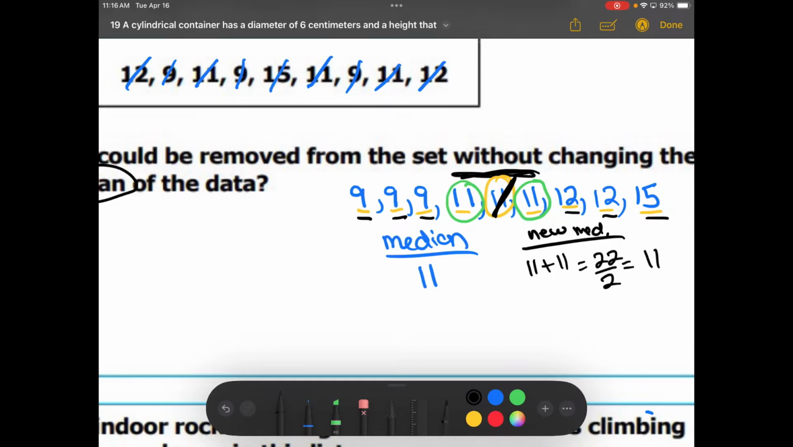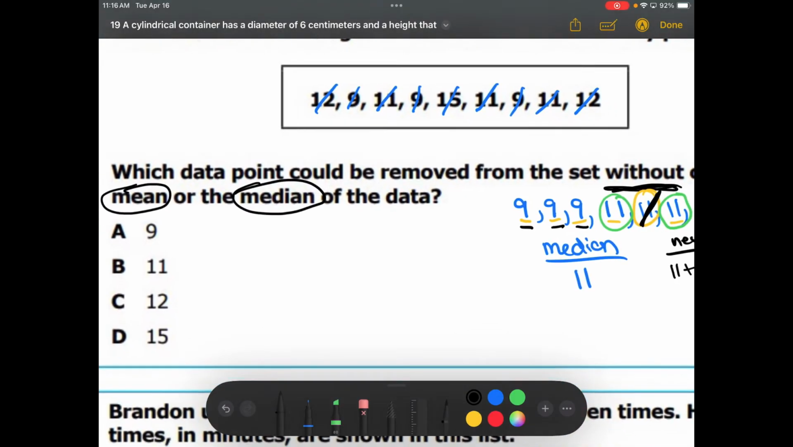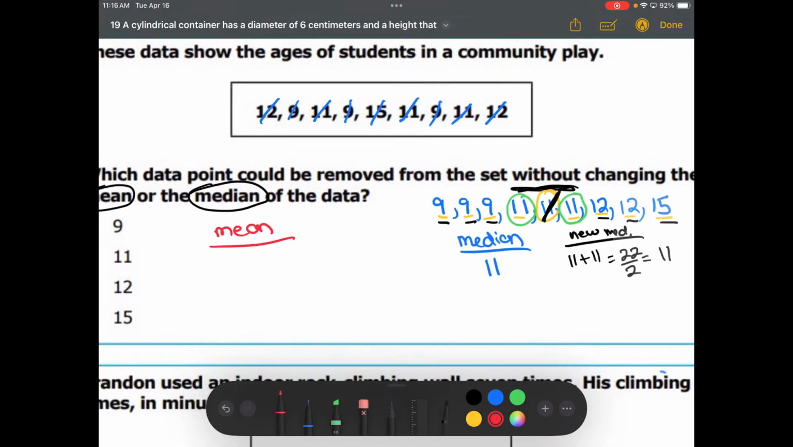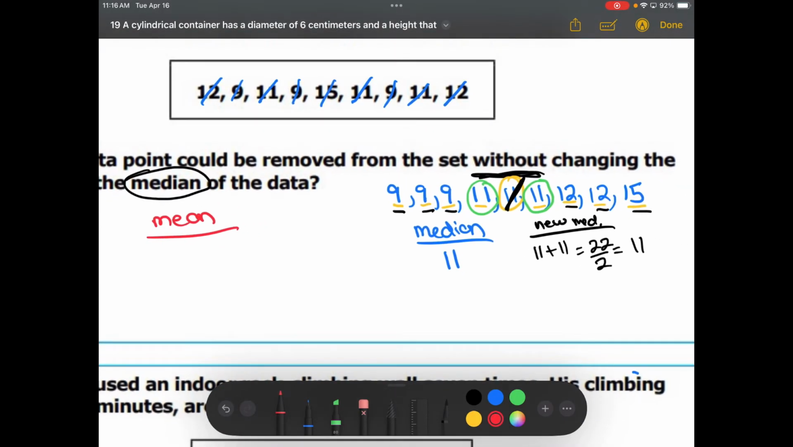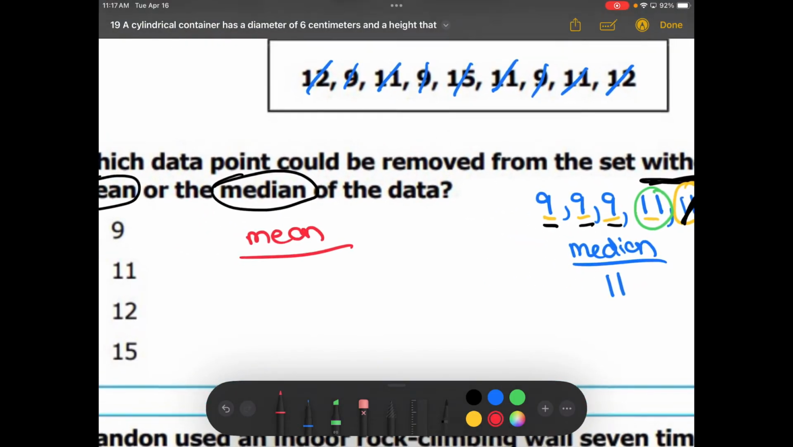So that's only half of the question. The other half of the question was, what about the mean? So let's talk about the mean. The mean is the average. You have to add up all your data points and divide by how many are there. So what I'd like for you to do is take the time, and I want you to add 9 plus 9 plus 9 plus 11 plus 11 plus 11 plus 12 plus 12 plus 15. Go ahead and add up all your numbers.